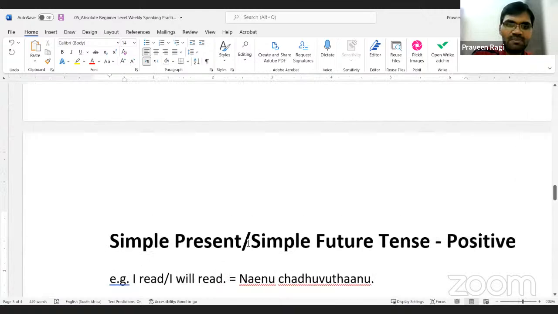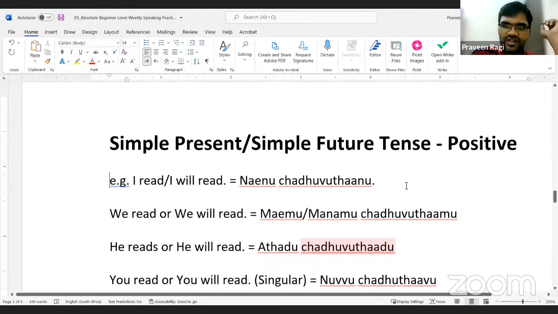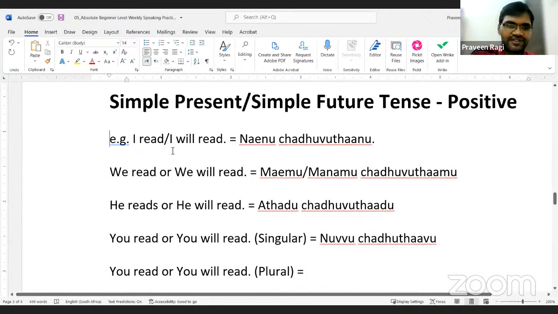This is simple present tense or simple future tense, positive sentences. For example, I read or I will read. Nenu chaduvutanu. We read or we will read. Memu or manamu chaduvutamu. So here notice we are bringing this mu sound from the subject. He reads or he will read. Atadu chaduvutadu. You read or you will read, this is singular. Nuvu chaduvutavu.